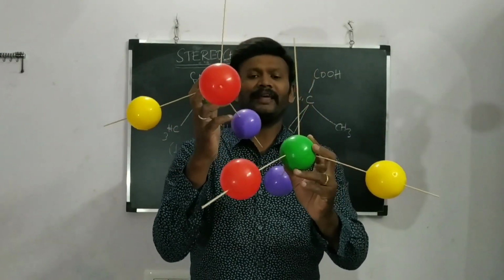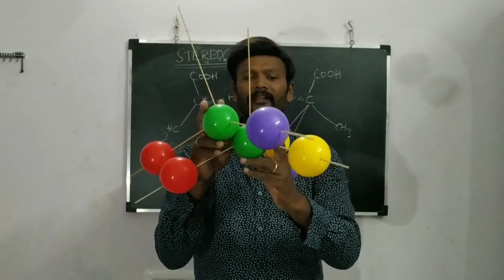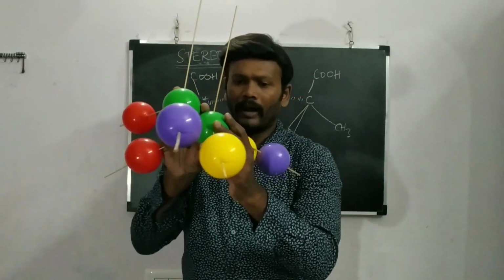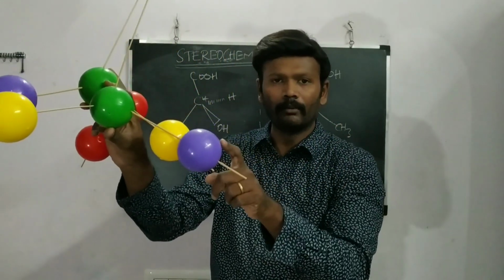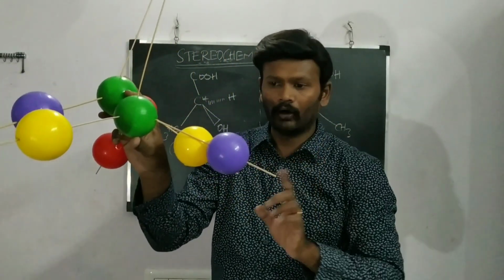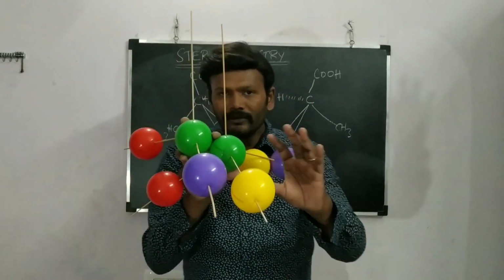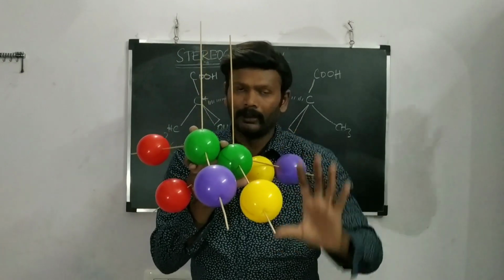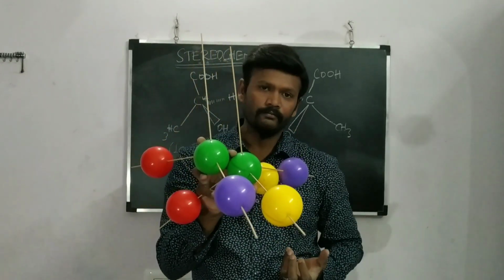And next thing is, if I'm rotating it, here one yellow ball is there, one violet ball is there. Here also one yellow ball is there, one violet ball is there. Are you able to understand, students? So if the molecule is said to possess chirality, it is non-superimposable on its mirror image like this.